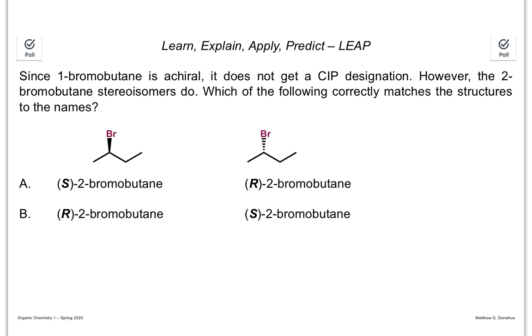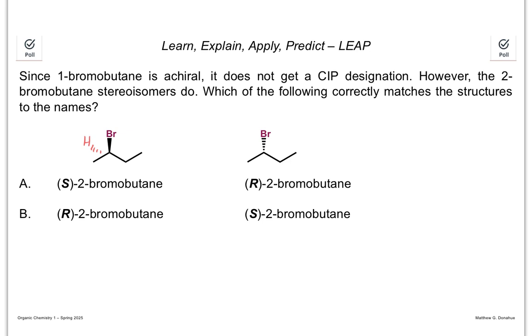So we said 1-bromobutane is achiral. There's no stereogenic center. The 2-bromobutane stereoisomers are. Which of the following correctly matches the name to the structure? If we look at the compound on the left, see the bromine projected out towards you? That means the H is going away from you. So that's what we want to use the CIP rules on, because it meets that rule number 1.